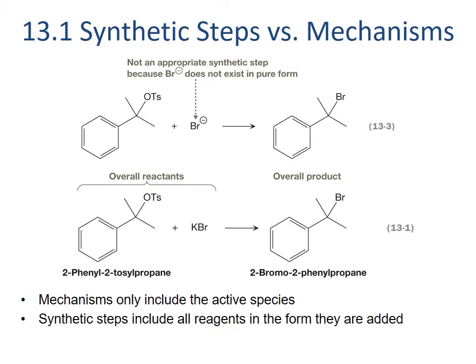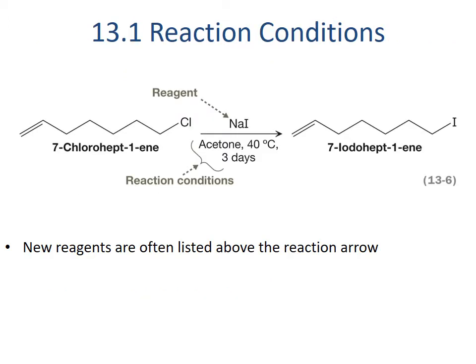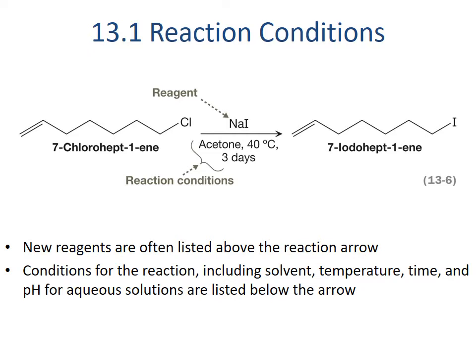In this example, bromide is used in the mechanism, but we indicate potassium bromide in the synthetic steps. In both cases, we leave out the potassium tosylate that is formed as a byproduct. Reagents can be listed as a separate reactant added with an arrow. However, in most cases, the new reagents are just listed on top of the arrow.